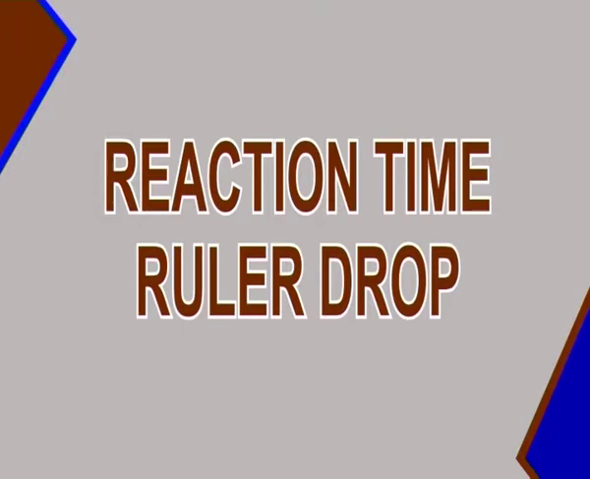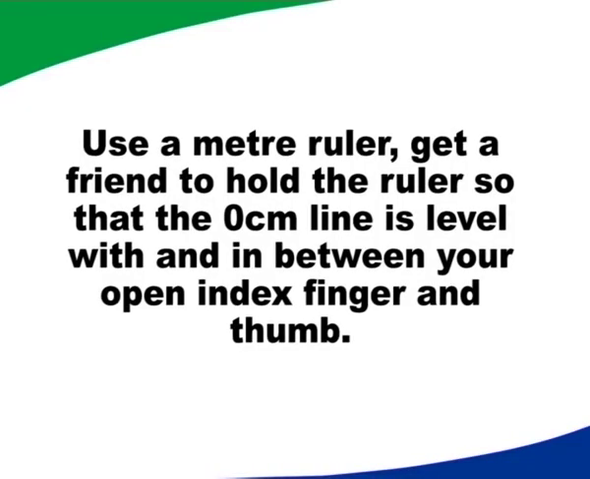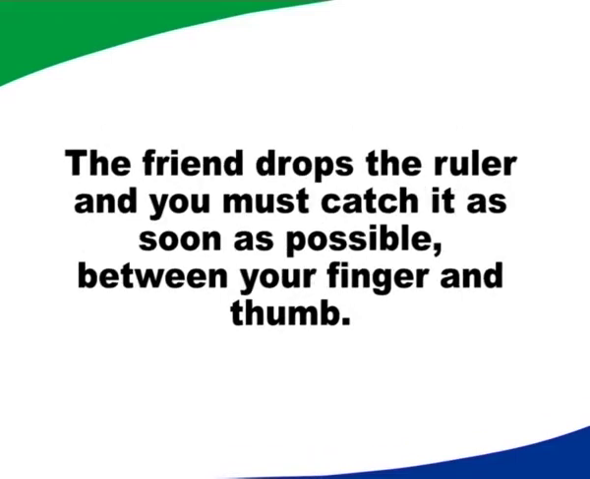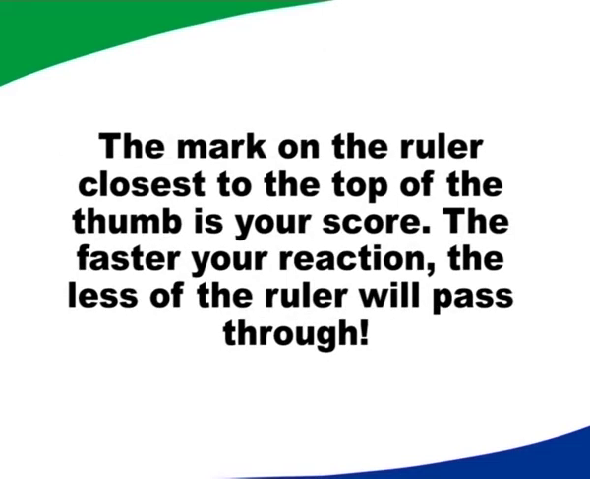Reaction time. Ruler drop. Use a meter ruler. Get a friend to hold the ruler so that the zero centimeter line is level with and in between your open index finger and thumb. The friend drops the ruler and you must catch it as soon as possible between your finger and thumb. The mark on the ruler closest to the top of the thumb is your score. The faster your reaction, the less of the ruler will pass through.